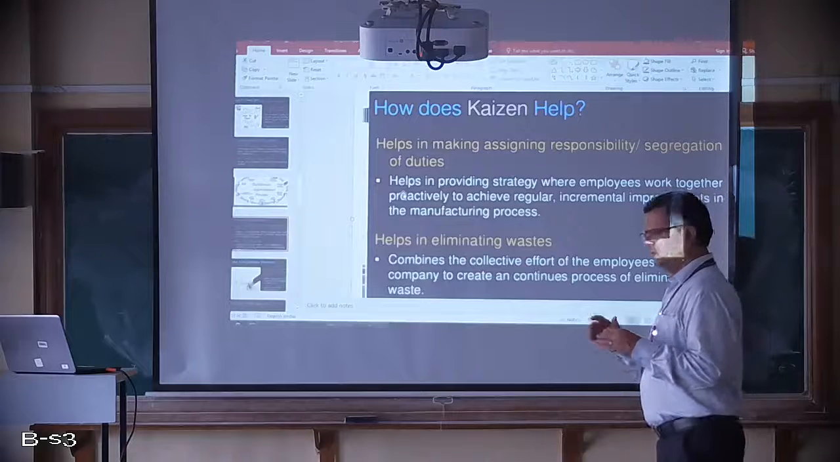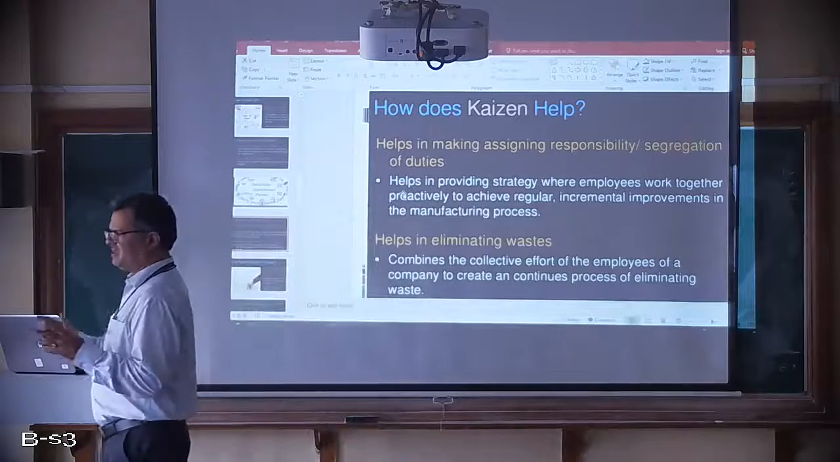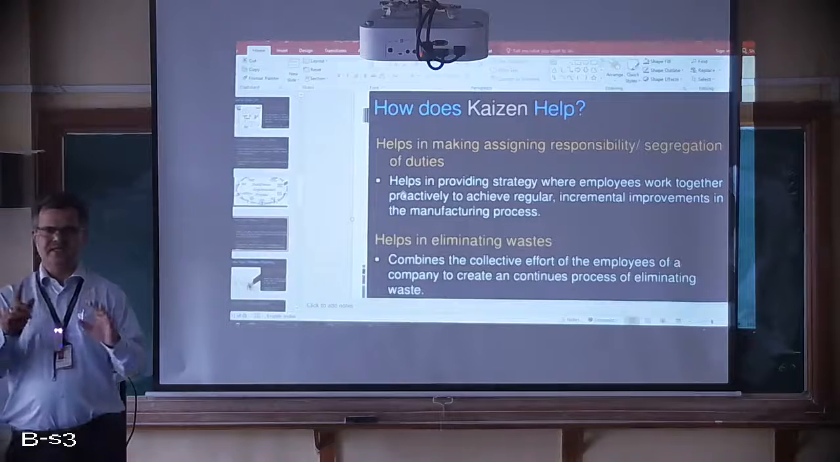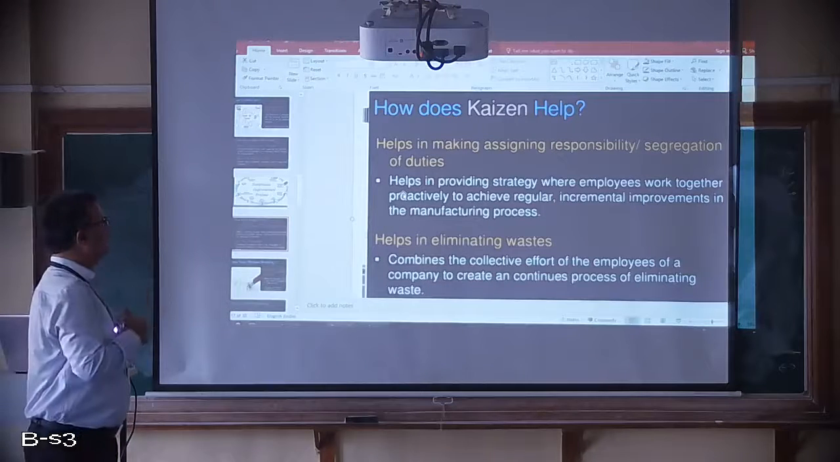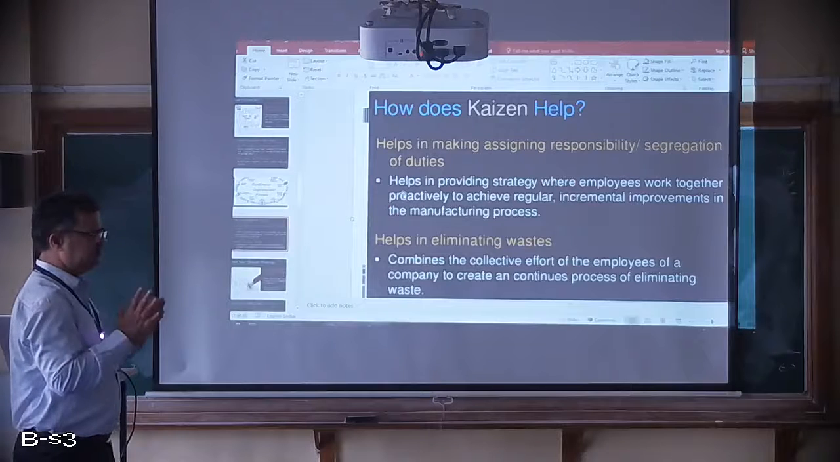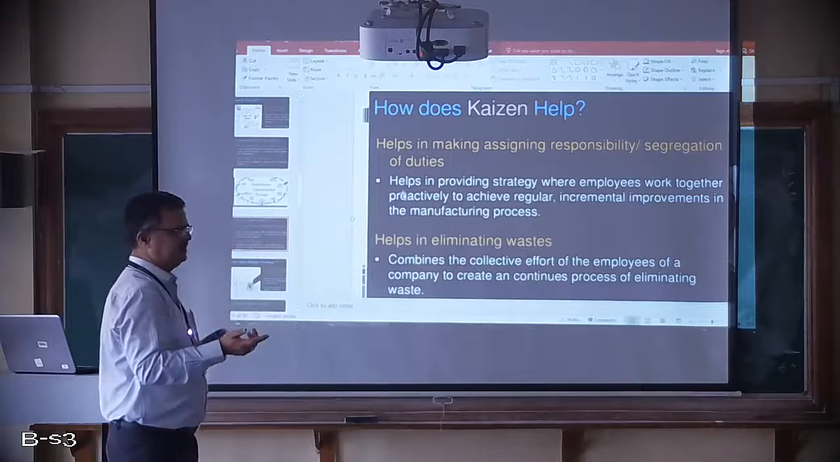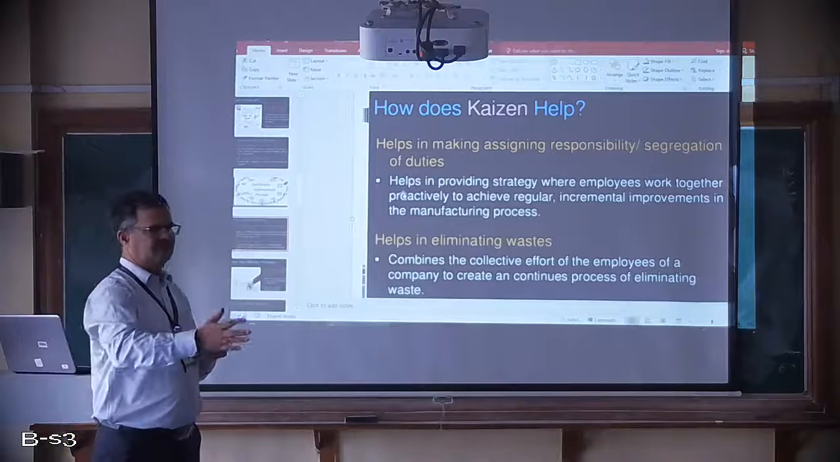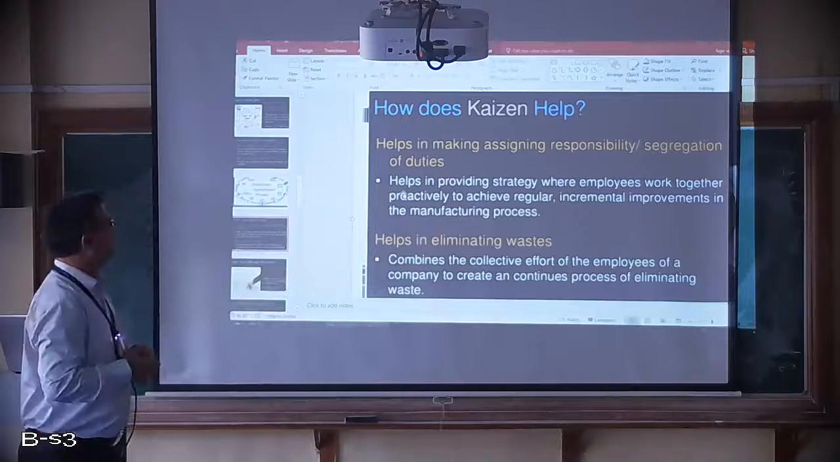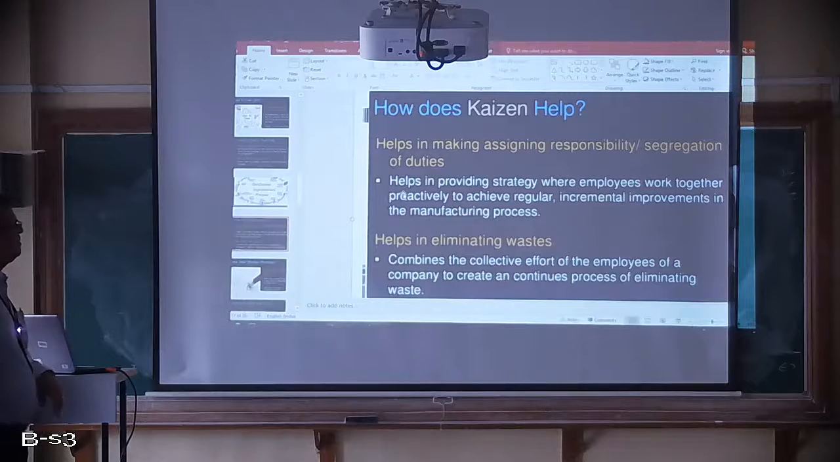So when the customer says this product has a quality defect, it is not necessarily caused by one person, it may be across. That's why it's very important: if you want to achieve continuous improvement, you have to assign responsibility, and also segregate duties. So the culture helps in assigning responsibility and segregation of duties.